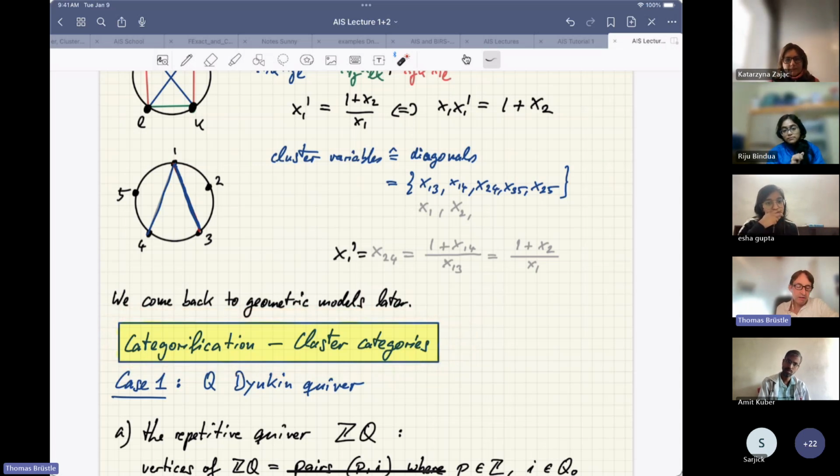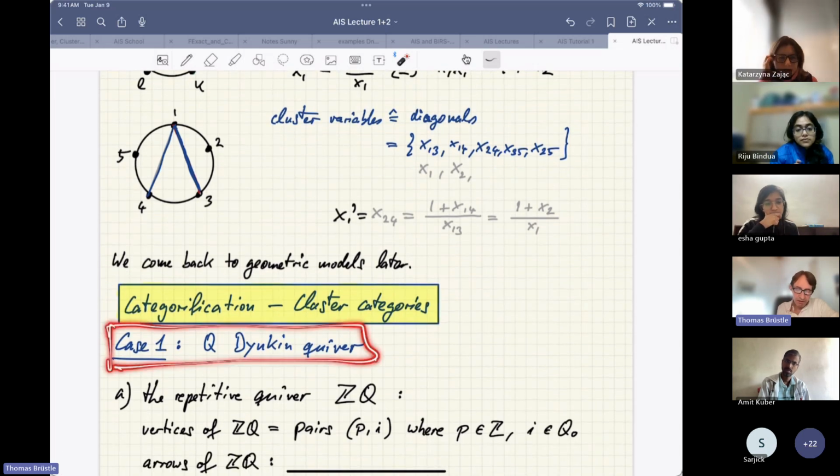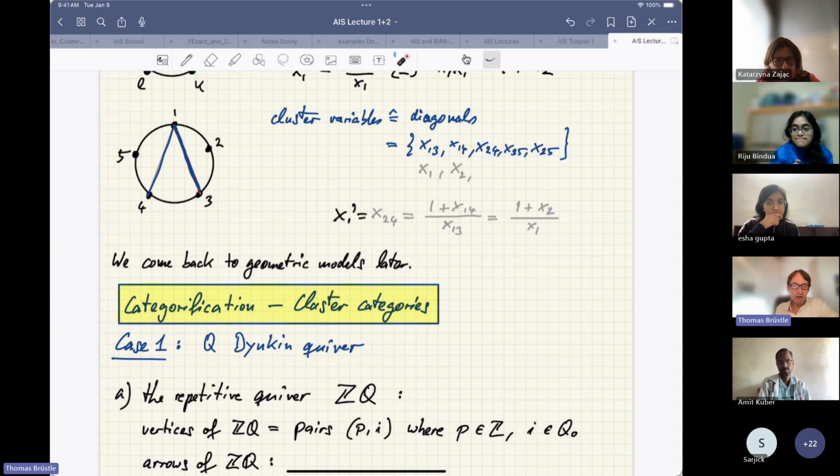Representations of quivers, categories of representations of quivers. So I want to start with the simple case where Q is a Dynkin quiver, everything is finite. And I will develop much of the theory for Dynkin quivers, and then eventually I will say certain parts can be generalized. Okay.